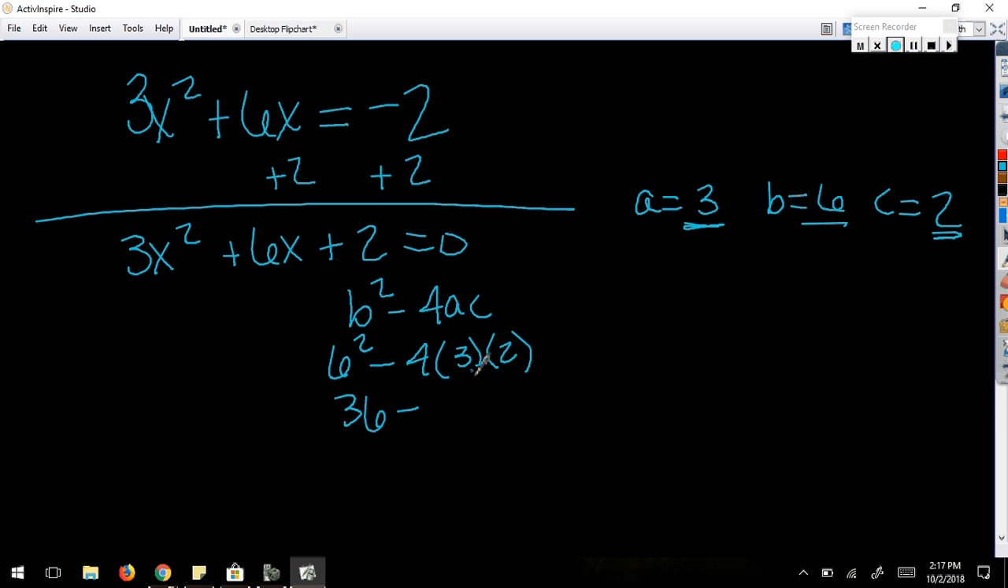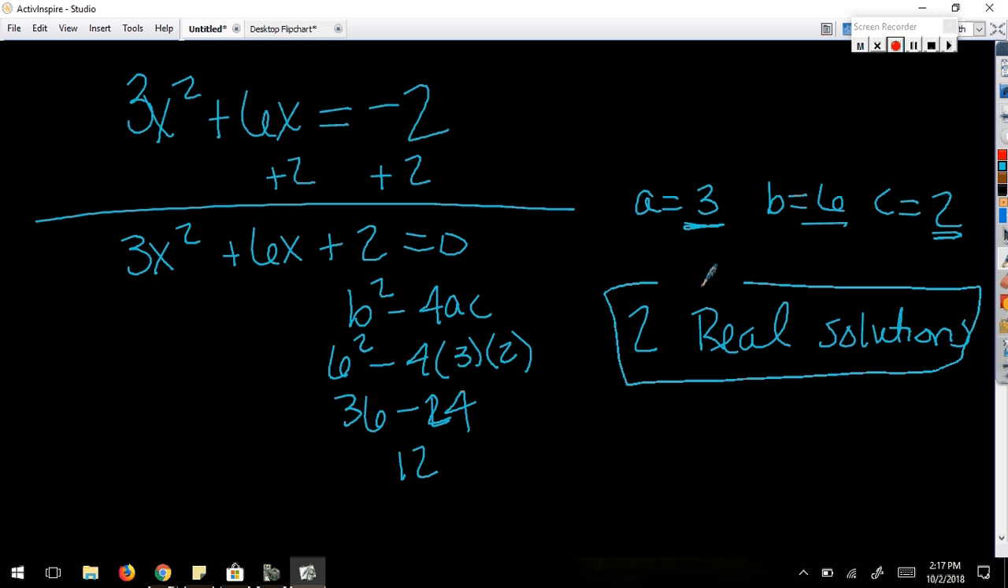4 times 3 times 2? 24. What's 36 minus 24? 12. That's right. Is that a positive number, a negative number, or 0? Positive. If I get a positive, what does that mean? 2 real solutions. Easy?